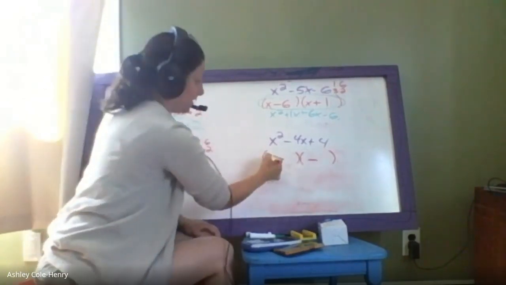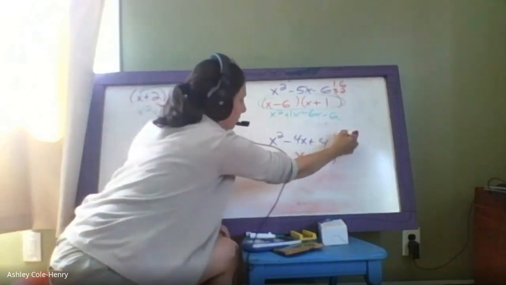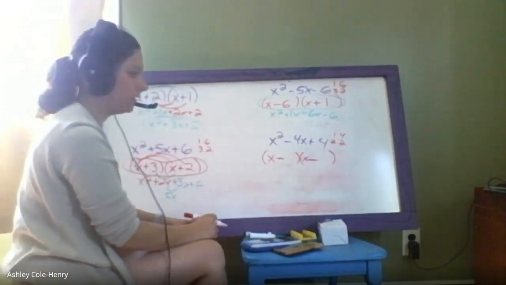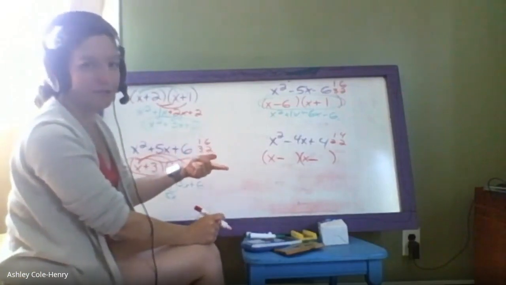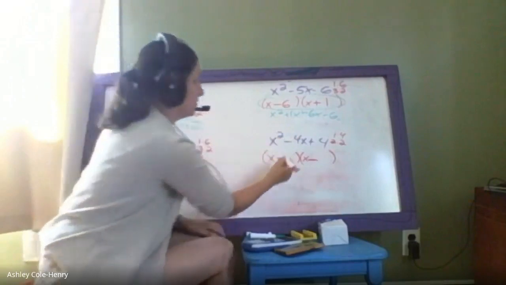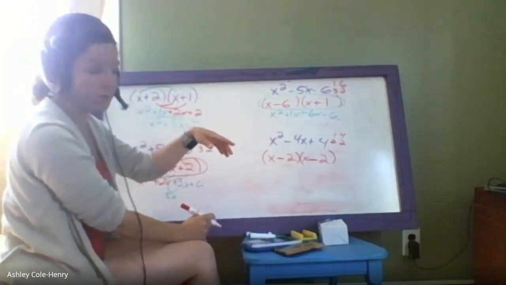Again, to multiply to x squared, I'm going to have an x and an x. To multiply to 4, I have 1 and 4, or 2 and 2. If they're both going to be negative, negative 1 and negative 4 gives me negative 5, so that doesn't work. Negative 2 and negative 2 gives me negative 4, so that works. So it's negative 2 and negative 2. Again, multiply it back out to make sure that you're right.